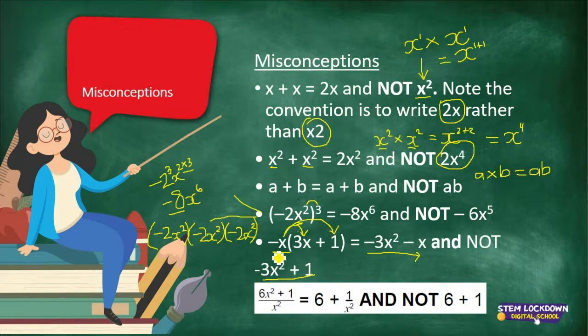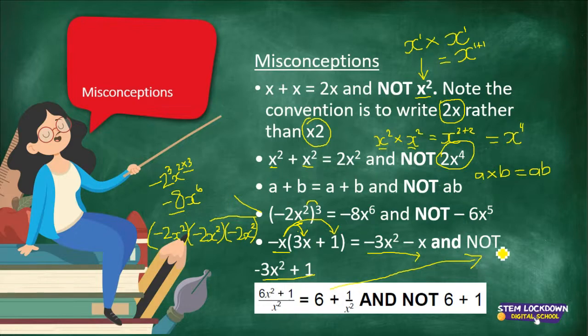The last misconception that I want to look at today is this one here. I maybe need to use a different color for this one. (6x squared plus 1) all over x squared. Here's your correct answer: 6 plus 1 over x squared, and not this. Maybe let me show you, learners, how this one was calculated.